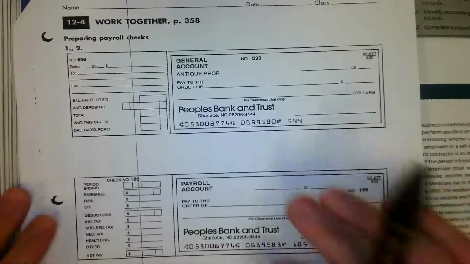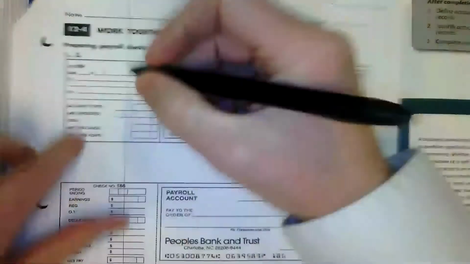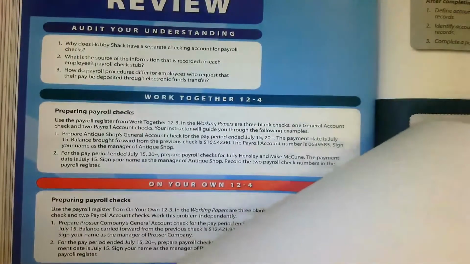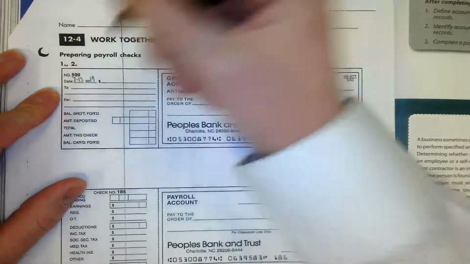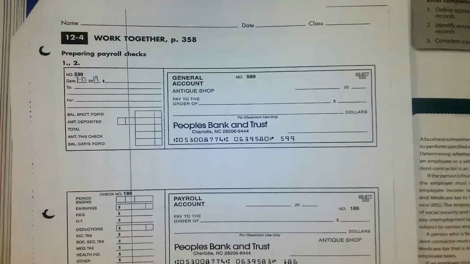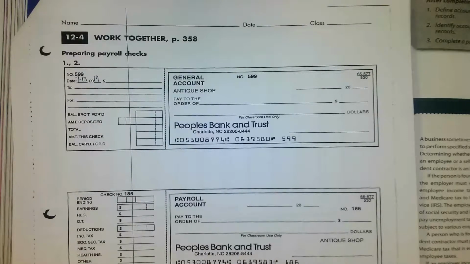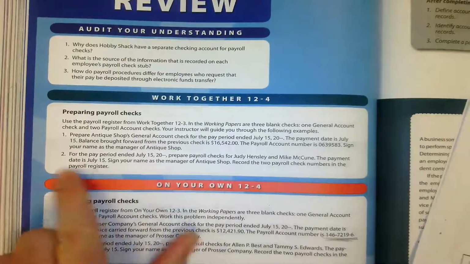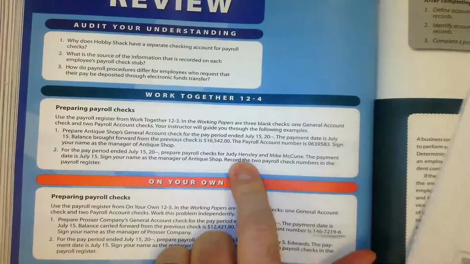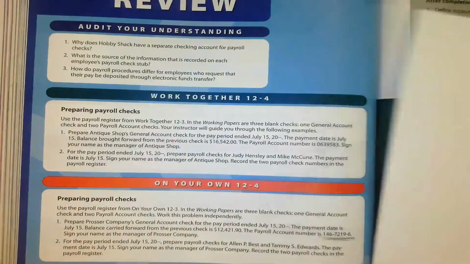So, to prepare the first check, we're missing some info, but we'll come back to it. So this is July 15th, $715.19. Now the dollar amount that you are writing to the payroll account has to be the exact amount that you are paying from the payroll account. They do not give us the exact amount, but they do tell us we're writing checks to Judy and Mike. Judy and Mike should sound familiar because that's our peeps from yesterday.